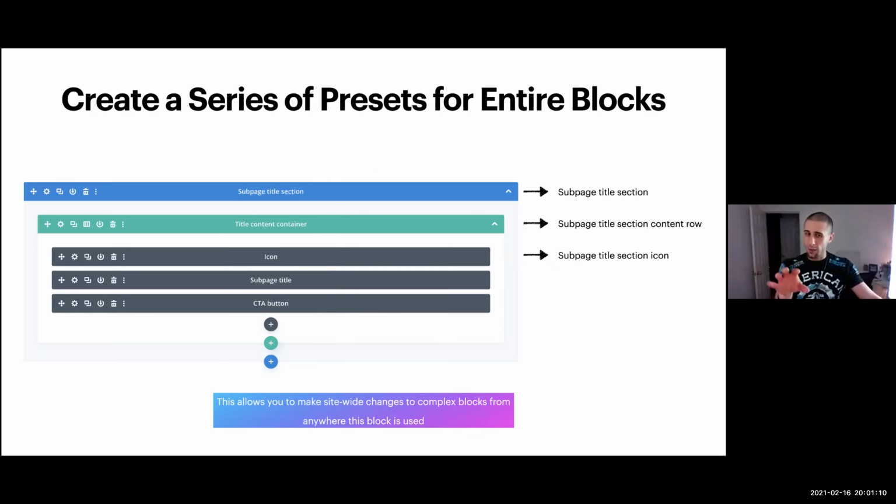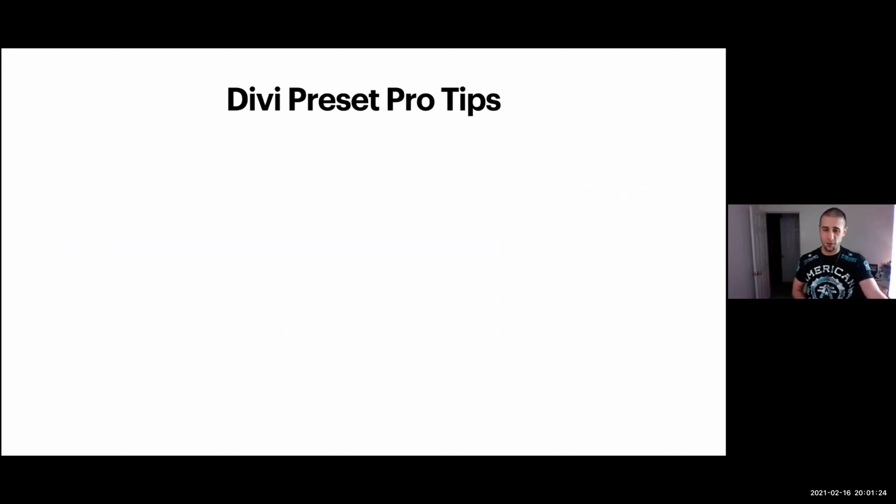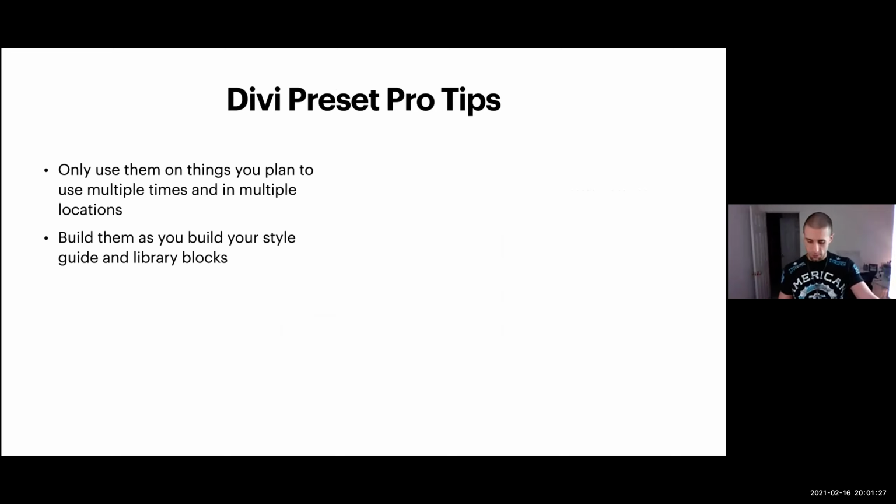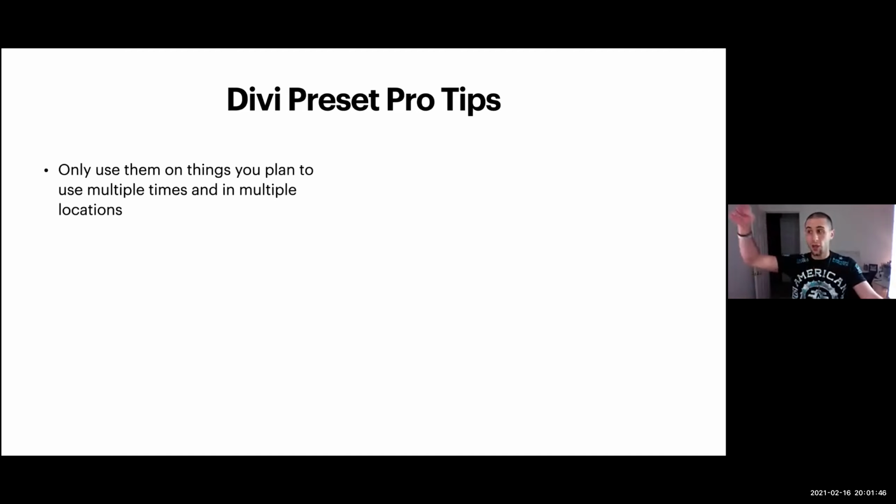When you start building presets with other presets in mind that are in the same block, that really helps you to speed up your design process and your maintenance process. So, some pro tips for the preset. Only use them on things you plan to use multiple times and in multiple locations. Obviously, if you're creating something that is ultra unique, maybe you don't need a preset for that right now. You might later, but just let it go for now. But if it's something like I showed you on the last page, where it's a title section and I know I'm going to use it multiple times, I'm going to create presets for that.